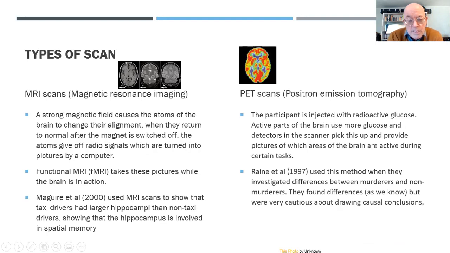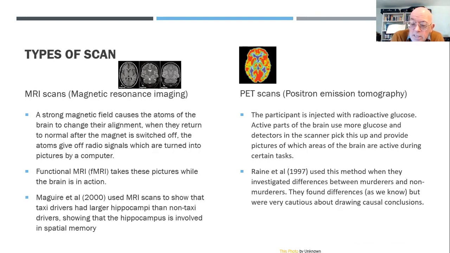So we've got MRI scans. Those are some pictures there at the top of that one. Magnetic resonance imaging. Now, how that works is that someone lies down in one of those big tubey machines. A very strong electric magnetic current is passed through them. And what that does is that it realigns all the cells in their body.